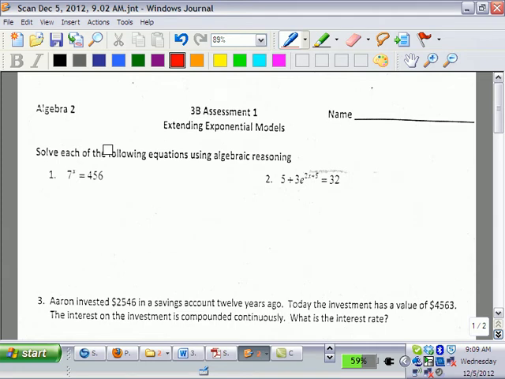456 is not something you're going to be able to put in base 7, at least not with a nice whole number exponent. So I can rewrite 7 in base 10. 7 is 10 to the log 7. 456 is 10 to the log of 456. Now you've got a common base.